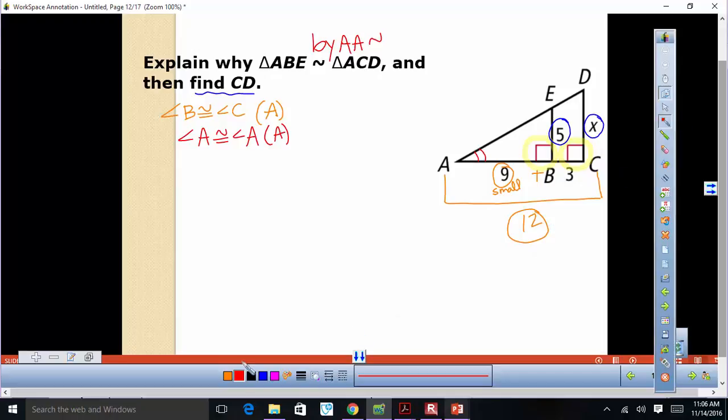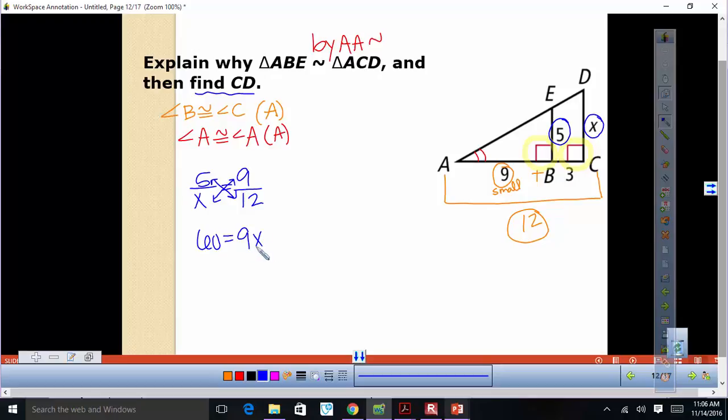Who wants to tell me how you'd set it up? Okay. 5 over x equals what? 5 is in the small or the big triangle? Small. So it's small to big, so we have to go small to big. So it would be 9 over 12. In whatever order you go first, you have to make sure you do that same thing second. So from here, we cross multiply. 5 times 12 is 60. 9 times x is 9x. We divide by 9. And that either gives you 20 over 3 or 6.6 repeating.